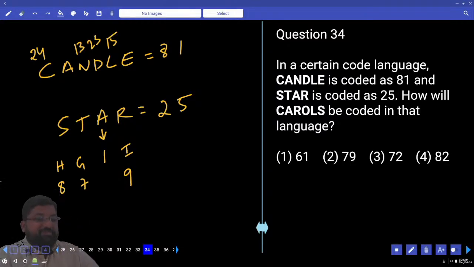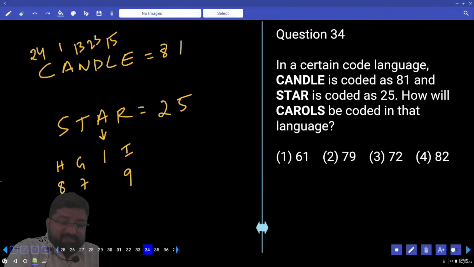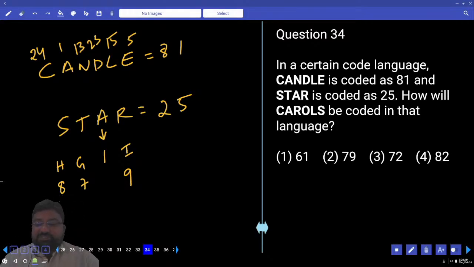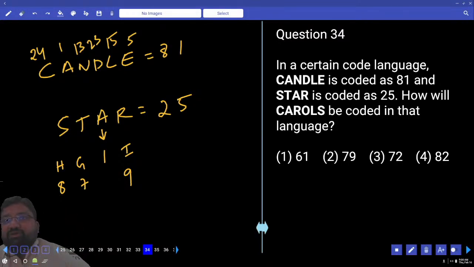How much is 24 + 13? 37. 37 + 23, 60. 60 + 15, 75. This is 1 and this is 5. 75 + 6 is how much? 81. Adhamainda? So what's the logic? Vowels will code the same place value, but consonants will go for opposite letters.